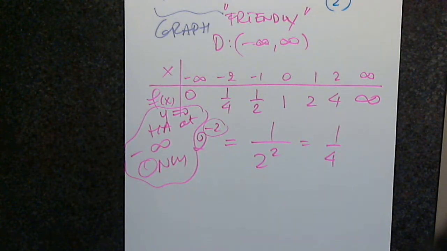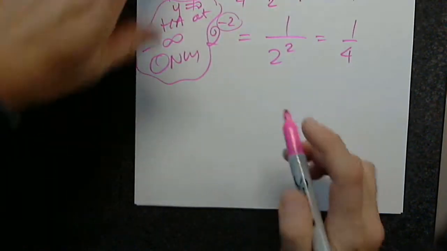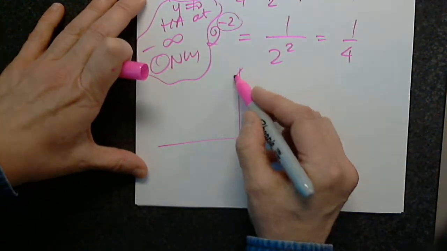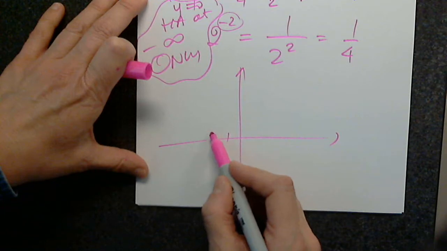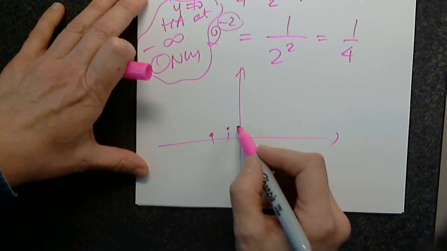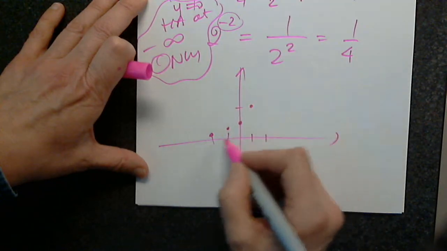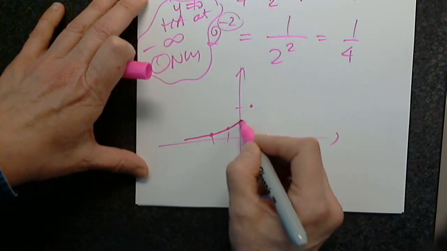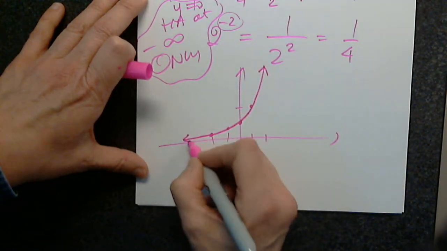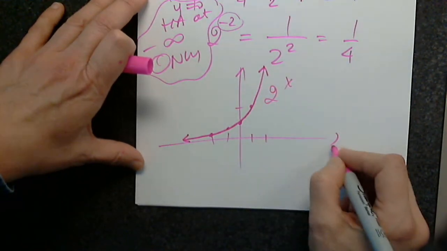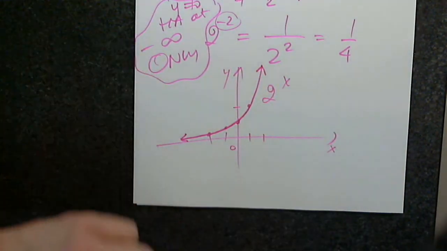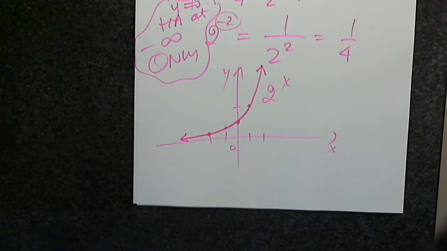So let's graph it. Ready? Negative 2, 1/4, negative 1, 1/2, 0, 1, 1, 2, and so on and so forth. Here's the graph. So this is the graph of 2 to the x. And what can we say about this function? Quite a lot.